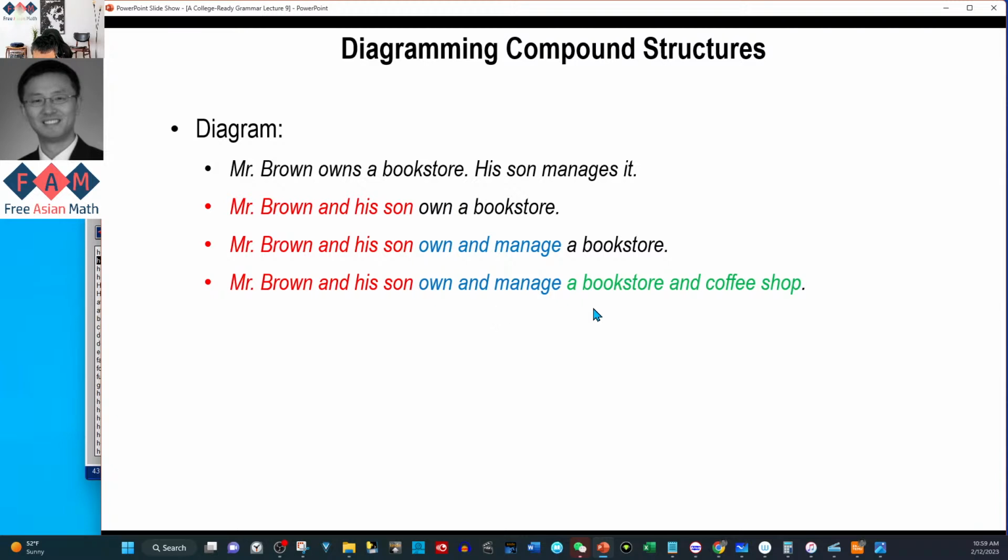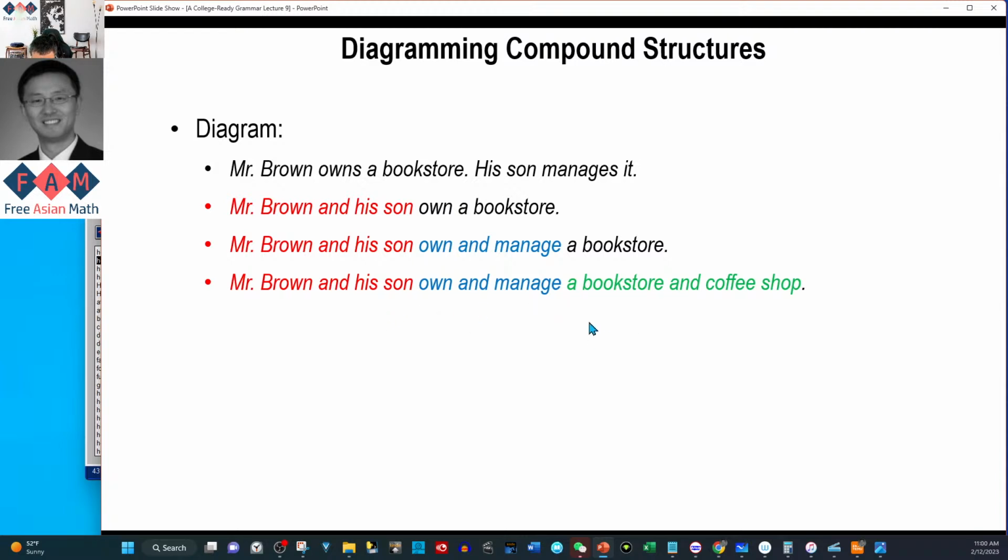Now, we extend this and make it even more complicated. Mr. Brown and his son own and manage a bookstore and a coffee shop. Of course, this is kind of artificial. We have this sentence make it so confusing. Not really confusing, but it doesn't seem like that's actually the case.